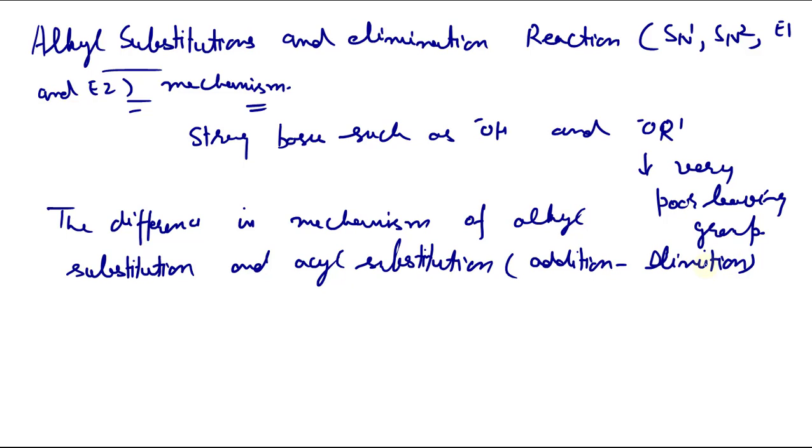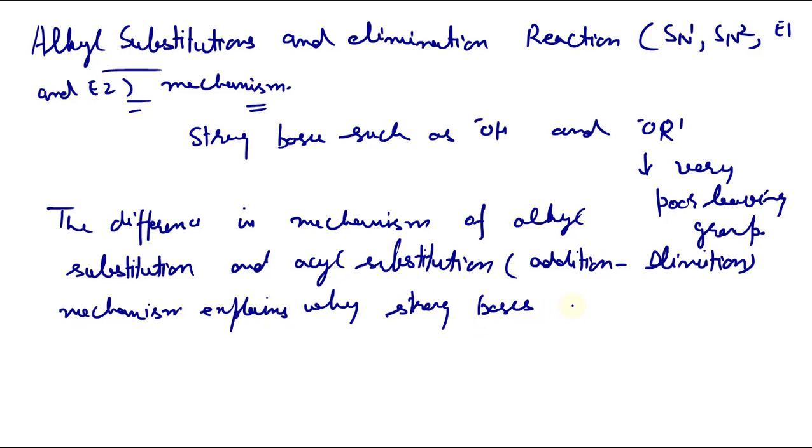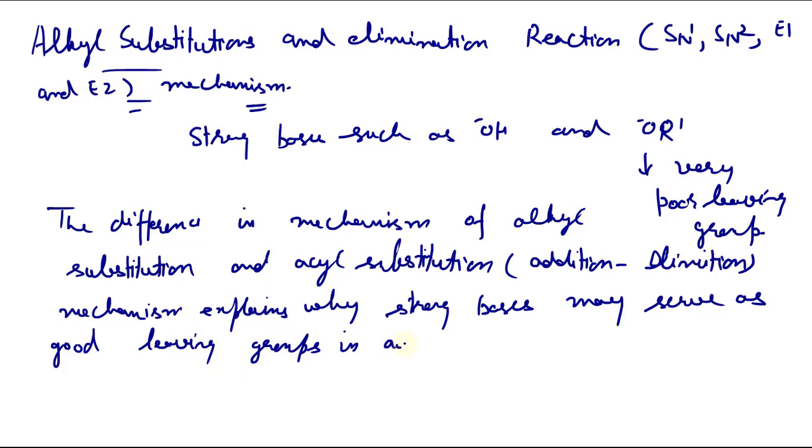The addition elimination mechanism explains why even strong bases may serve as good leaving groups in acyl substitution, whereas in alkyl substitution these cannot serve as a good leaving group and the reaction is very slow.